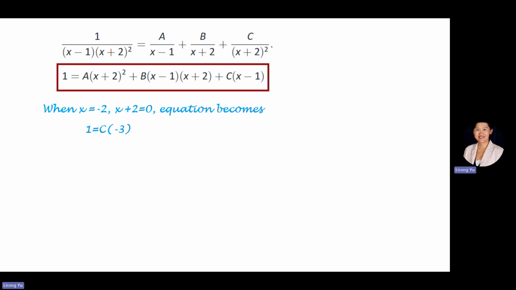So the left side is still 1. There's no a, there's no b, because a and b are multiplying 0. And what we have here is x equal to -2. -2 minus 1 is -3. So we see that 1 equals c times -3. Then we can solve for c. c equals -1/3. Any question? Are we okay?